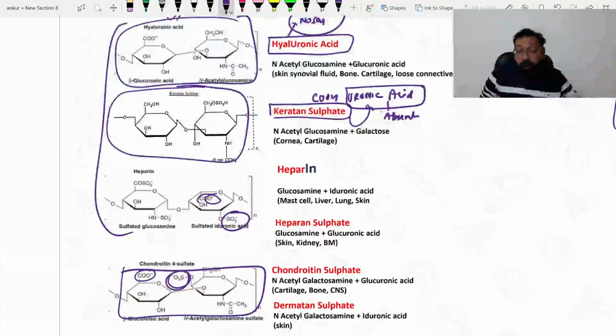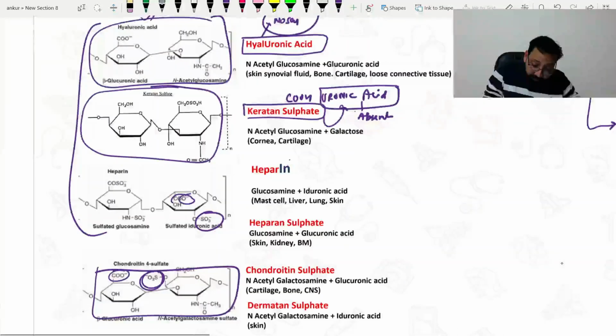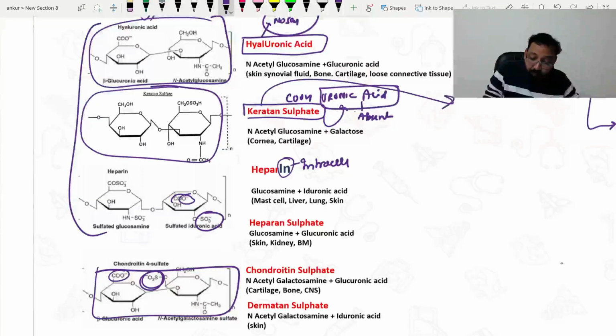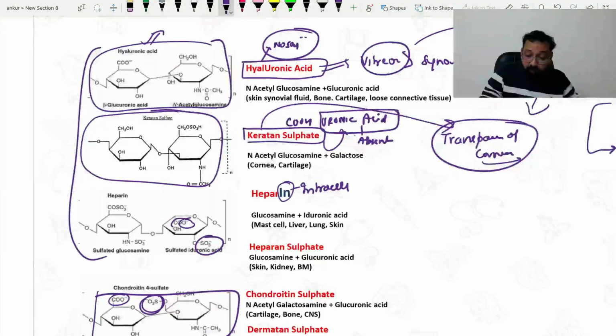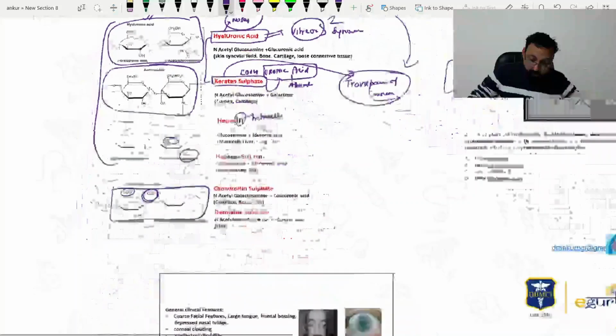All glycosaminoglycans, mucopolysaccharides are found extracellular, but heparin is intracellular. Recently asked question: keratan sulfate is responsible for the transparency of the cornea. Hyaluronic acid is found in the vitreous humor and synovial fluid. Vitreous humor is the eye, cornea is the eye. A question was asked as a combination: which of the following glycosaminoglycans are found in the eye? One option was given, hyaluronic acid plus keratan sulfate. Got the point?